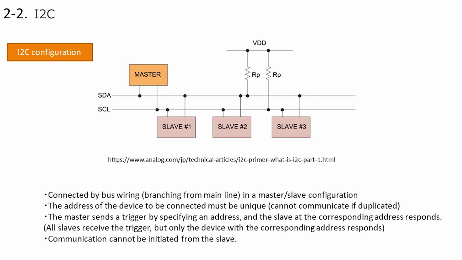Communication is started by sending a trigger from the master to the slave with the specified address, and all slave devices receive it, but only when the addresses match, the communication is carried out in the form of a response. Because of this format, communication cannot be started from the slave. Communication is always performed in response to an inquiry from the master. I will understand this content and start programming.